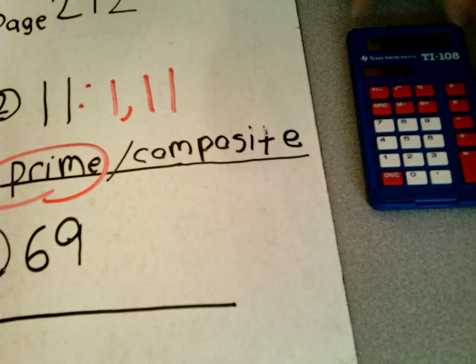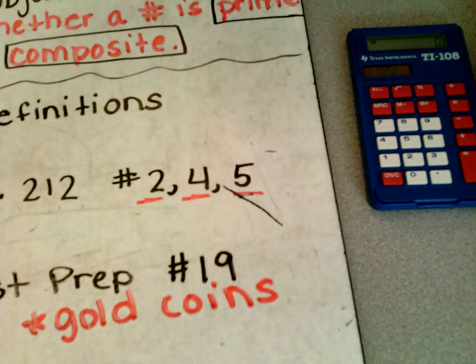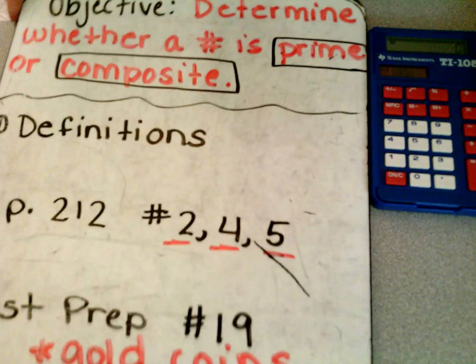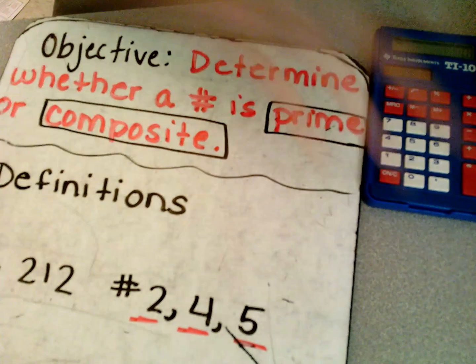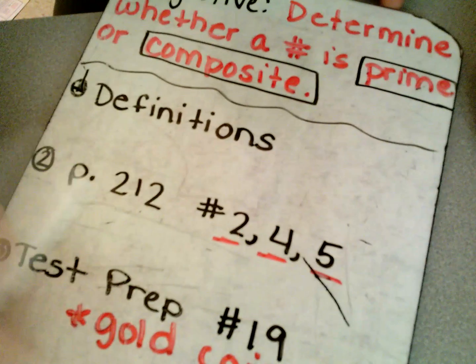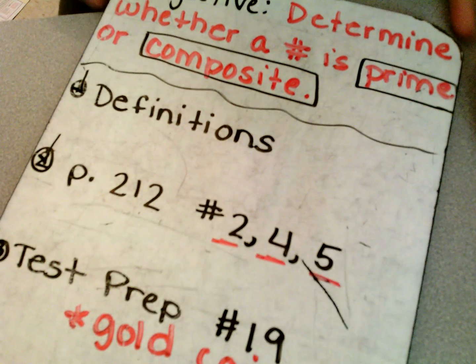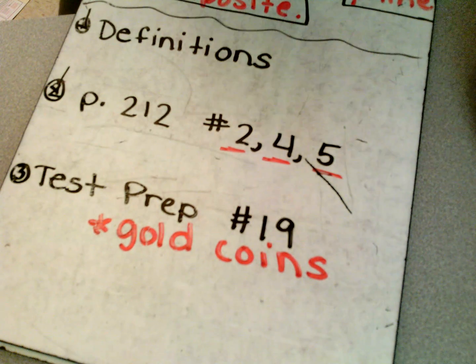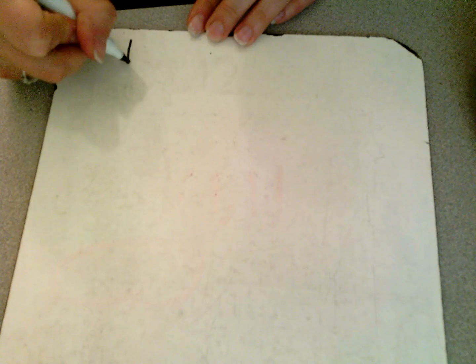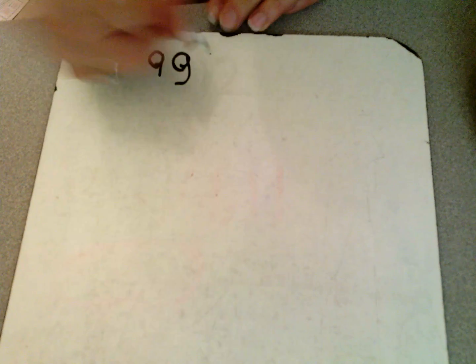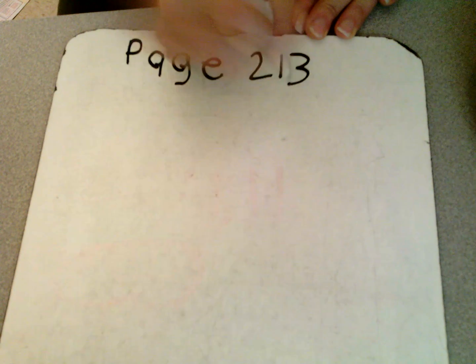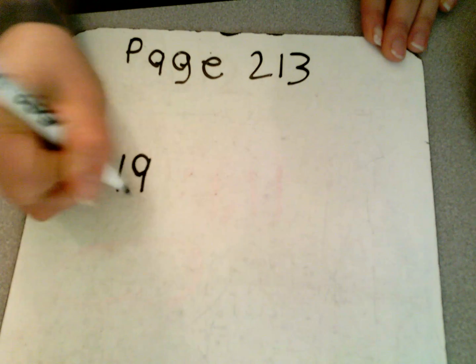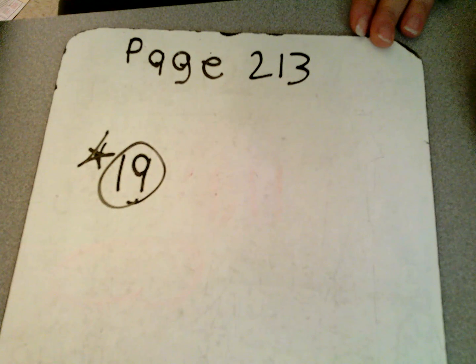Okay, last one, friends. So if we look at our board, we have completed our definitions. We have completed page 212. So the very last one we're going to look at is the test prep. So flip your page over. We're going to look at page 213. And we're looking at number 19. It should have a star next to it because it's a test prep problem.